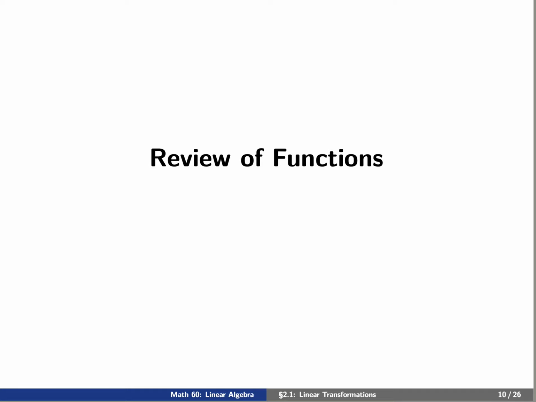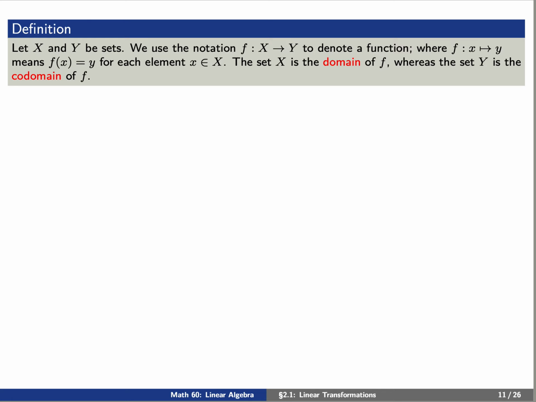We also want to do a review of functions before we go into linear transformations. Here we're just going to review some notation and some definitions. Let X and Y be sets. We'll use the notation f colon X arrow Y, read as f goes from X to Y, to denote a function. We'll write f colon x arrow y to mean f of x equals y for each element lowercase x in the set capital X. The set X is called the domain of our function f, whereas the set Y is called the codomain of our function f.